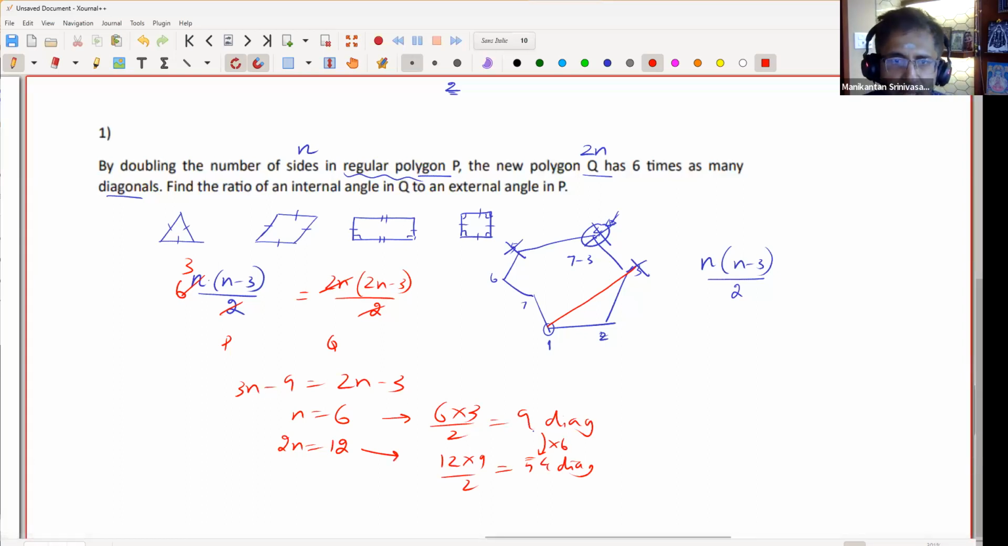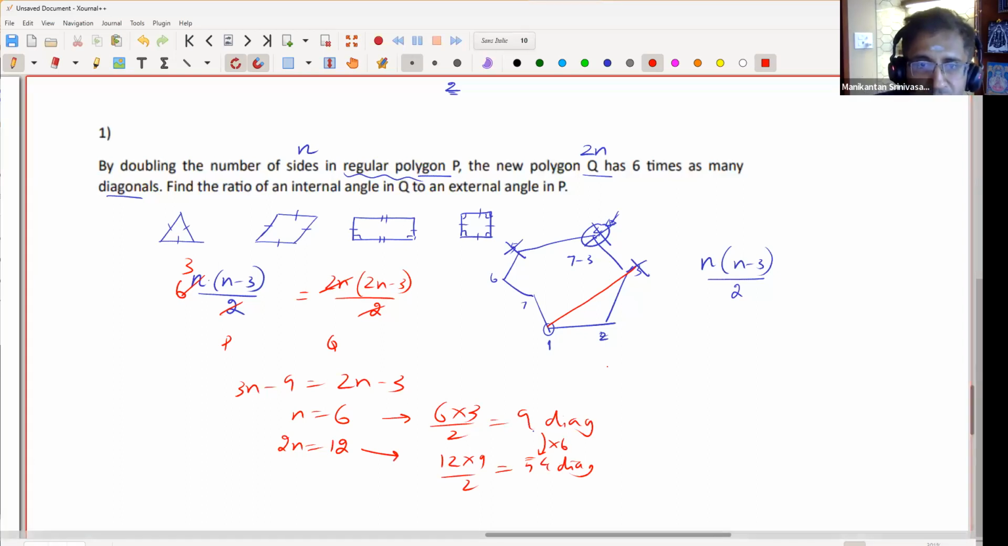Okay, so we verified. But what is the question? Ratio of internal angle in Q to external angle in P. So be careful, internal here and external here, and Q first and then later P. So always be mindful of how the question can be twisted around in many different ways. Okay, so let's do internal for Q.